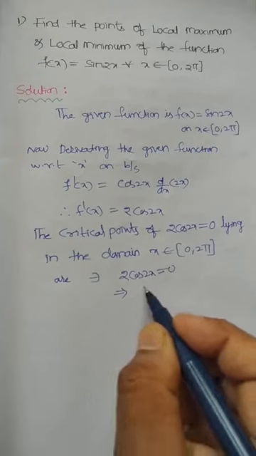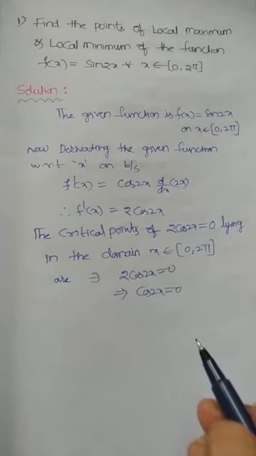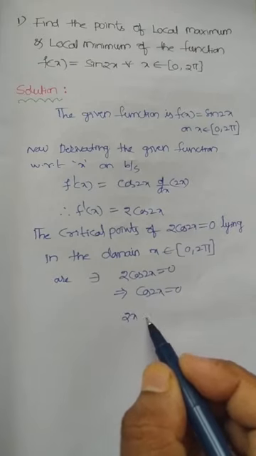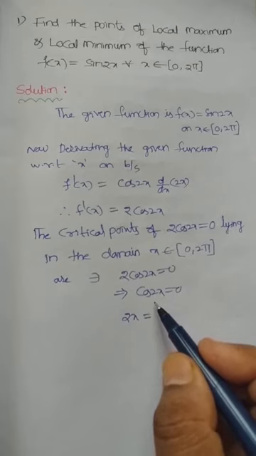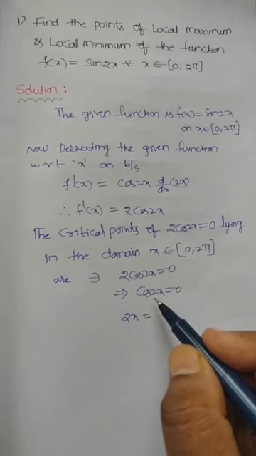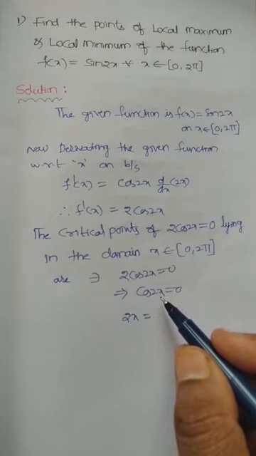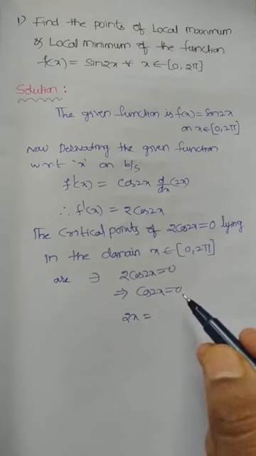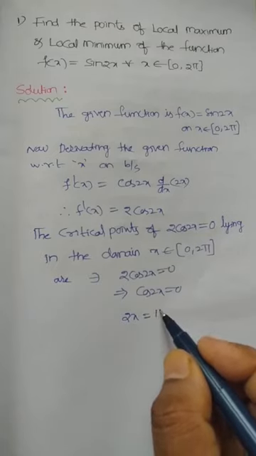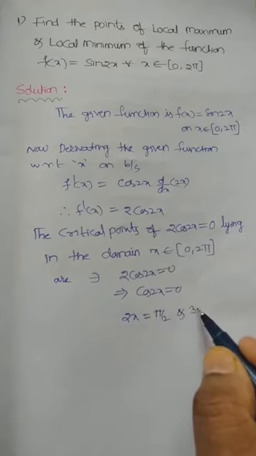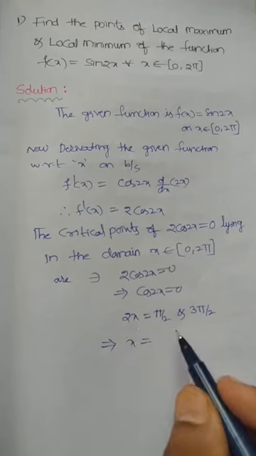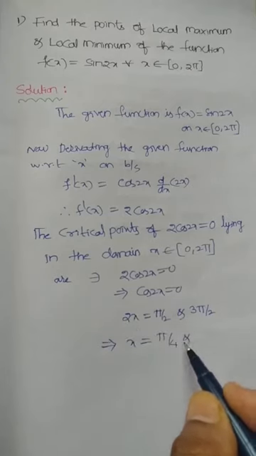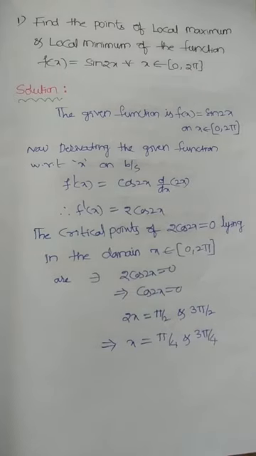That implies cos 2x is equal to 0, meaning 2x is equivalent to, in this interval 0 to 2 pi, the values where cos is 0. Cos pi by 2 is 0 and cos 3 pi by 2 is 0. So in place of 2x we get pi by 2 and 3 pi by 2 in this interval. That implies for the x values, dividing by 2, we get pi by 4 and 3 pi by 4. These are the critical points for the given function.